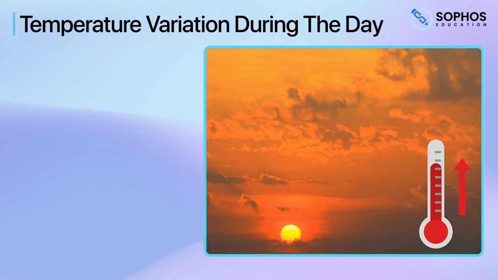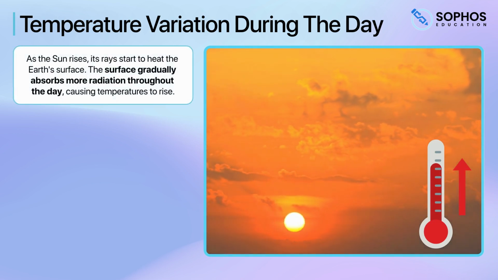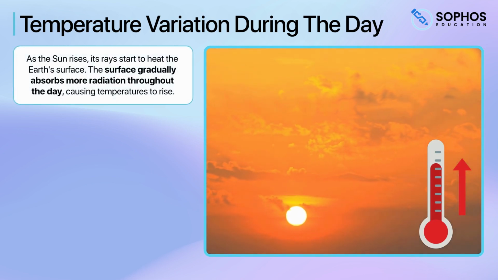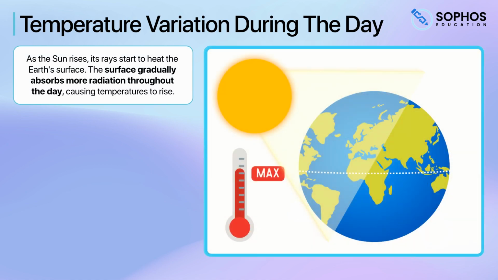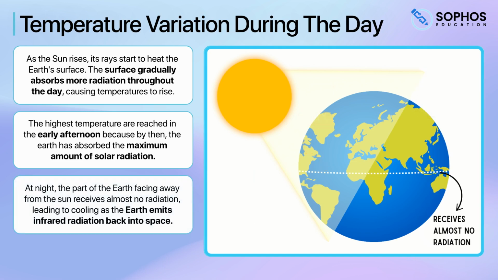Now let's look at temperature variation throughout the day. As the sun rises, its rays start to heat the Earth's surface. The surface gradually absorbs more radiation throughout the day, causing temperatures to rise. Typically, the highest temperatures are reached in the early afternoon, because by then, the Earth has absorbed the maximum amount of solar radiation. At night, the part of the Earth facing away from the sun receives almost no radiation, leading to cooling as the Earth emits infrared radiation back into space.